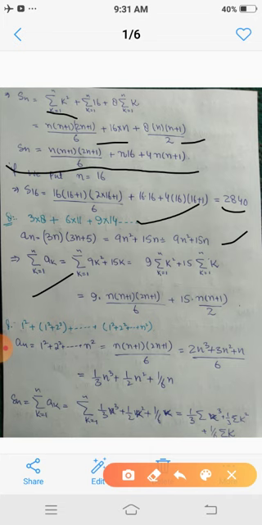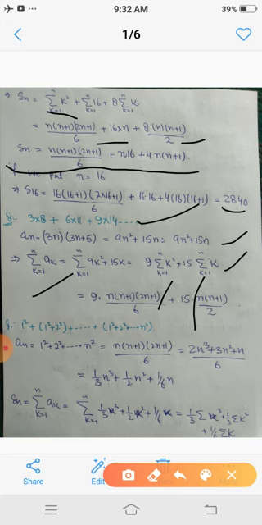So summation k runs from 1 to n of ak is actually a1 plus a2 plus up to an, which is summation k runs from 1 to n of 9k square plus 15k, which is simply 9 summation k square plus 15 summation k. Summation k square is n into n plus 1 into 2n plus 1 upon 6 into 9 plus 15 by 2 into n plus 1.